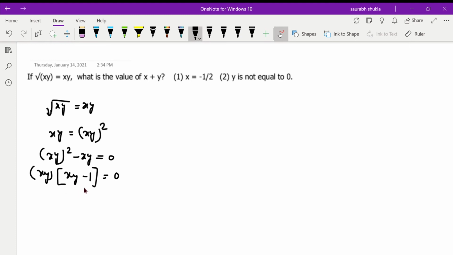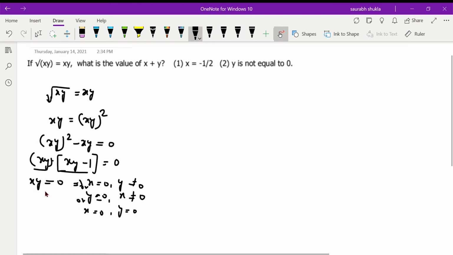So what does it mean? Whenever the product of two numbers is equal to 0, it means that either this term is 0 or this term is 0, or both the terms are 0. So let us first analyze xy is equal to 0. When you say xy is equal to 0, it means that either x is equal to 0 and y is not equal to 0, or y is equal to 0 and x is not equal to 0, or both x is equal to 0 and y is equal to 0. Any of these conditions are possible.